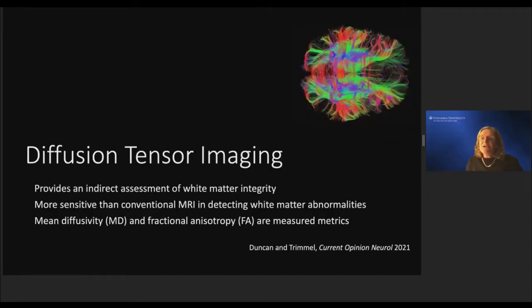Diffusion tensor imaging can also be helpful. This provides an indirect measurement of white matter integrity. It's more sensitive than conventional MRI in detecting white matter abnormalities. And the measured metrics are mean diffusivity as well as fractional anisotropy.